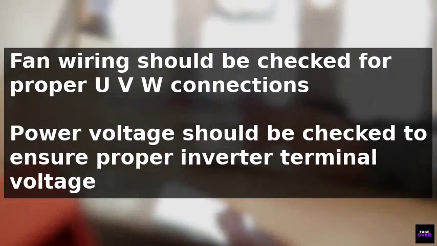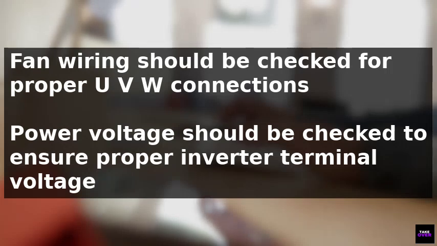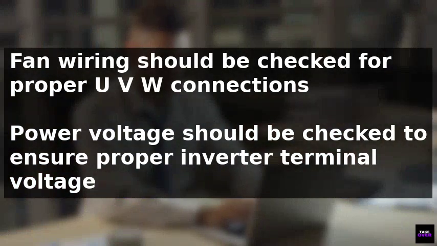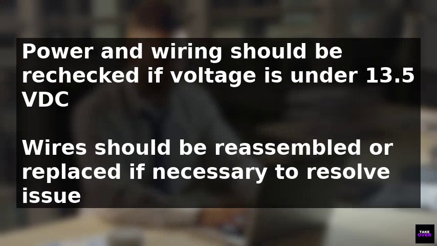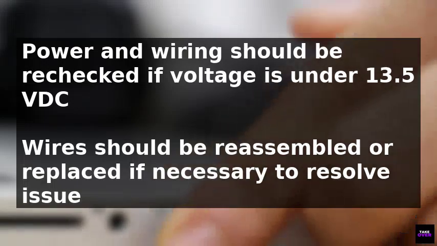The fan's wiring should also be checked, specifically the U, V, and W connections, which should be properly placed and not disconnected. Furthermore, the power voltage should be checked to ensure that the power to the inverter 1 and 2 terminals on the main PCB is not under 13.5 VDC. If it is, the power and wiring should be rechecked, and the wires should be reassembled or replaced if necessary.